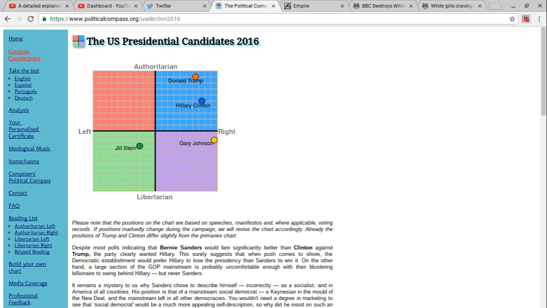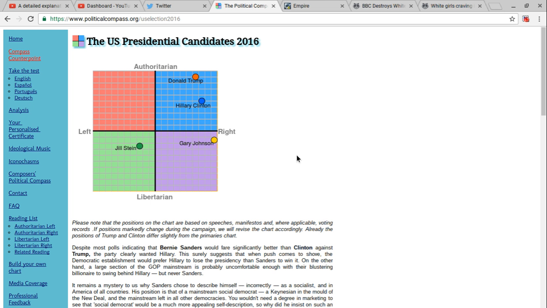I've been seeing this pop up every once in a while, especially prior to the election, on my Twitter feed or on Facebook. It's a political compass test, and I've seen a few YouTubers do it, and I kind of wanted to do it myself.